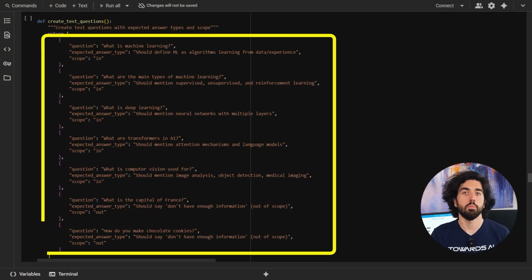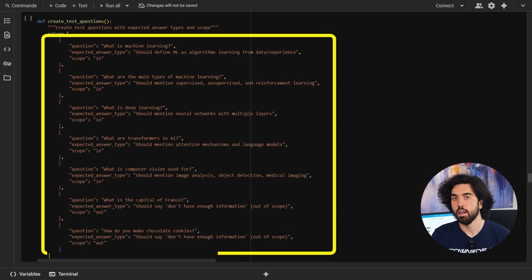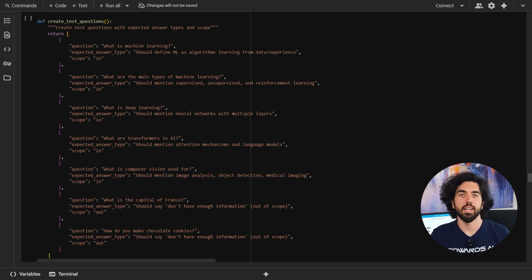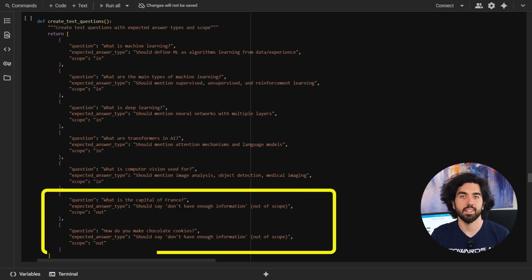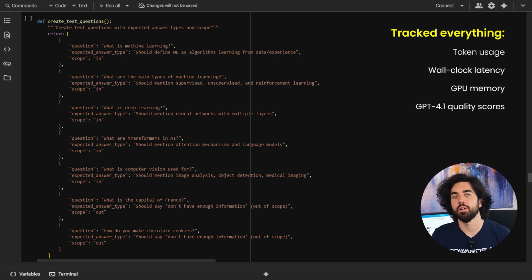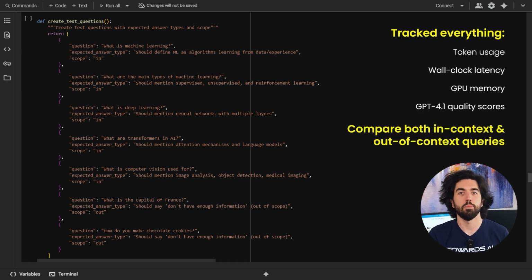Then we pointed both systems at seven questions, five safely inside the docs, so about AI and machine learning, and two deliberately way outside. And we logged everything: token counts, wall clock latency, GPU memory, and GPT 4.1 quality scores as a judge. This way, we could compare the results for both in-context queries and out-of-context queries to see if there was an impact, and I'm quite happy we did that.